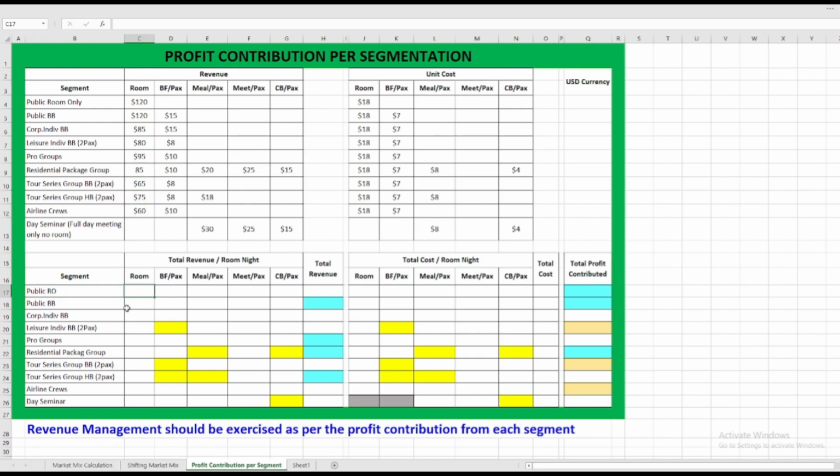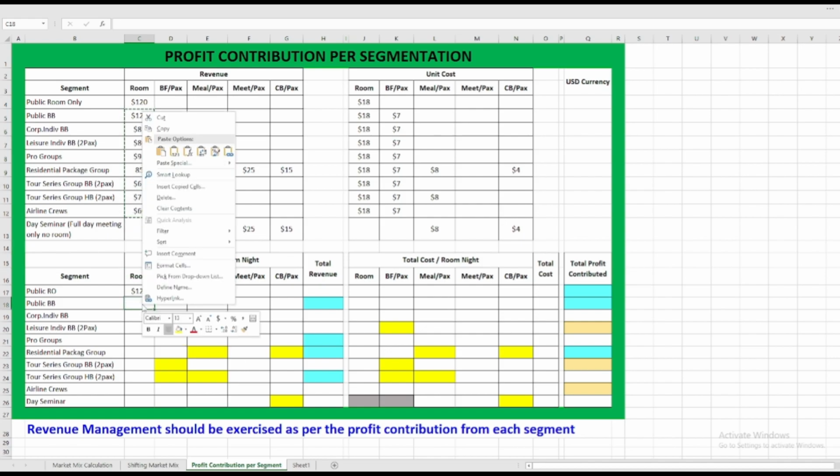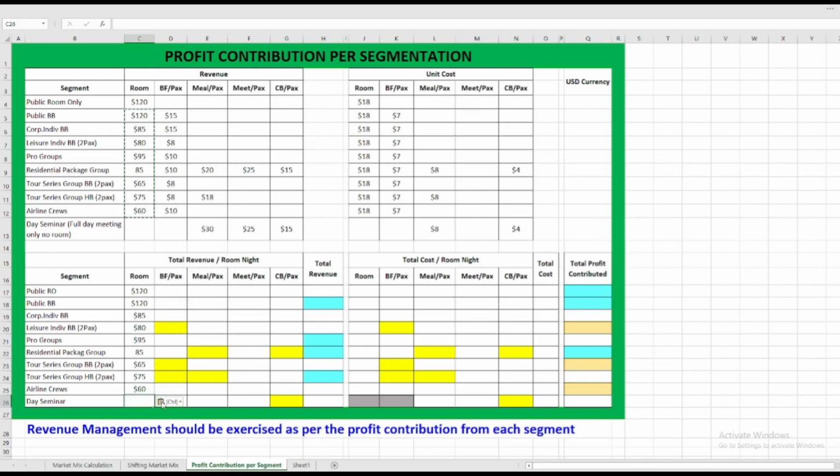Here it is all the same. Public room only, $120. Public bed and breakfast, so let's copy and paste. And for the day seminar, there is no room revenue because guests do not stay with us. Okay, let's look at revenue per pack.